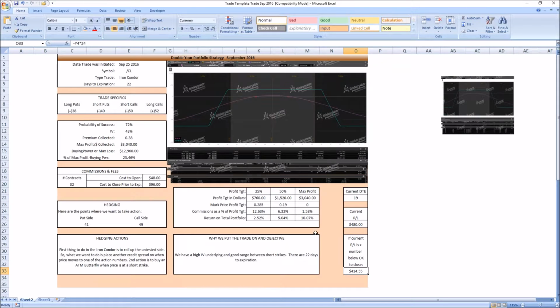All right. With that being said, just to refresh, we put that trade on September 25th with 22 days to expiration. Currently we have 19 days to expiration. Our current P&L is 480, and our linear profit is at 414.55. So we're slightly ahead of that right there. We're in really good shape. Nothing to do here. Let's move to the next trade.